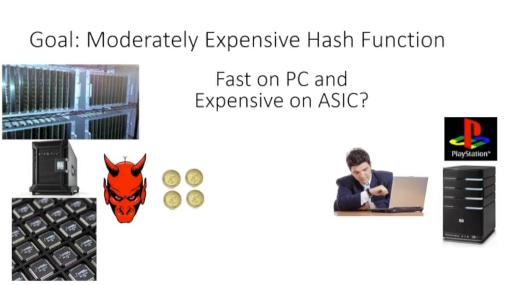So how can we hope to achieve this goal? How can we hope to have a function that is computable by the user in, let's say, under a second, and at the same time, it's economically prohibitive for the attacker to try millions or billions of guesses per user?